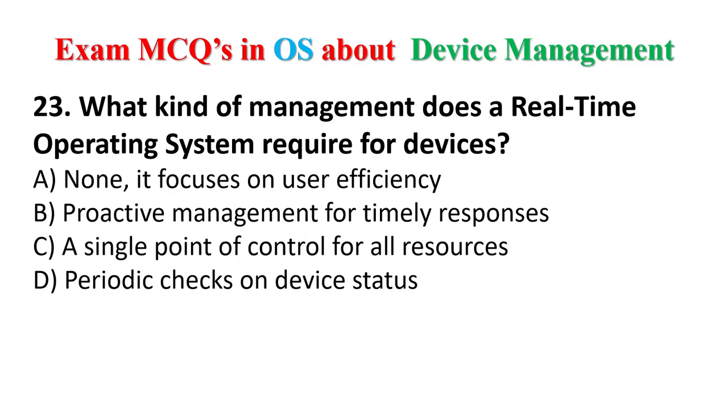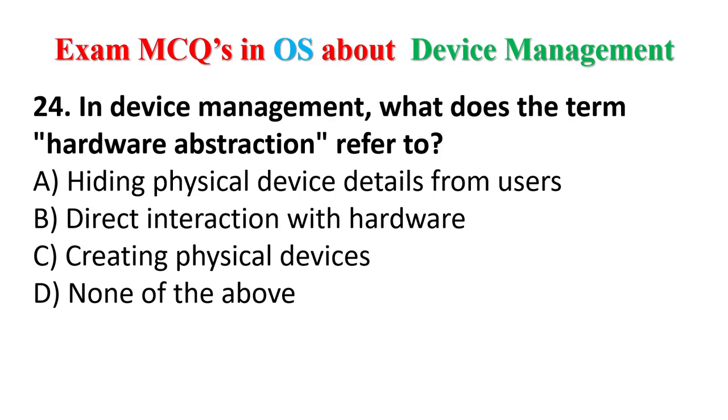23. What kind of management does a real-time operating system require for the device? The real-time operating system requires B, proactive management for timely responses. That is the kind of management a real-time operating system requires for the device.